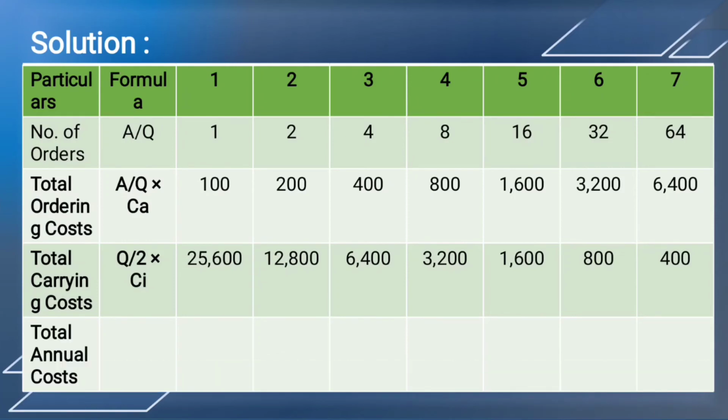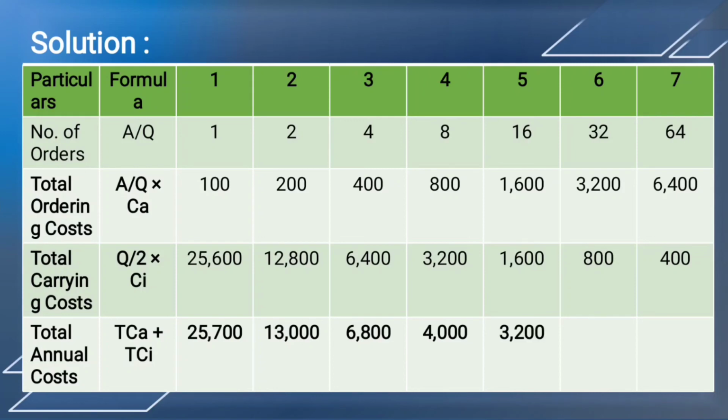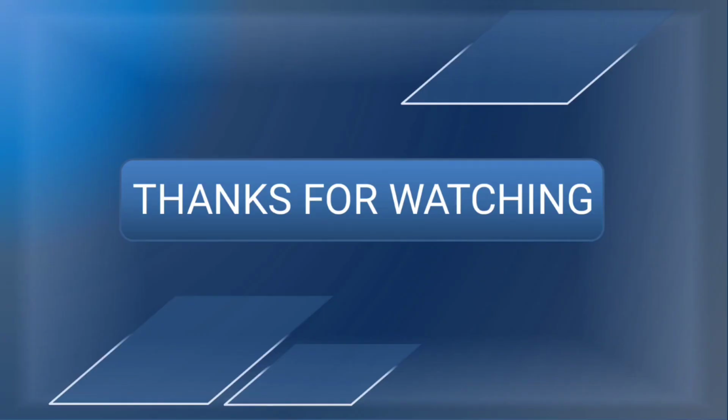So the total annual cost, which is TCA plus TCI, that is total ordering cost plus total carrying cost, for lot 1 it will be rupees 25,700. For lot 2 it will be 13,000. For lot 3 it will be 6,800. For lot 4 it will be 4,000. For lot 5 it will be 3,200. For lot 6 it will be 4,000. And for lot 7 it will be 6,800.